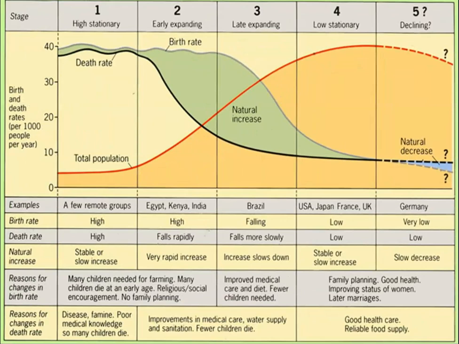And this is the overall demographic transition model showing all the 5 stages. There is more detail in stage 1, which is high stationary, and this is stage 2, early expanding, and these are the examples of countries, and it shows birth rate, death rates, natural increase, reason for changes in birth rate, and reason for changes in death rates. Then we have stage 3, stage 4, and stage 5.